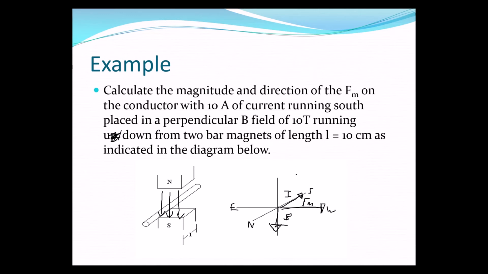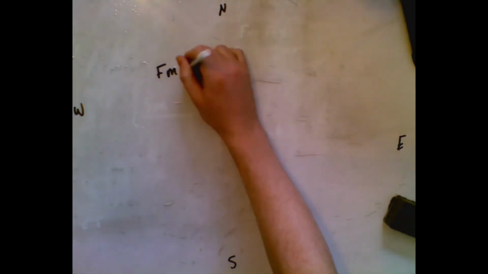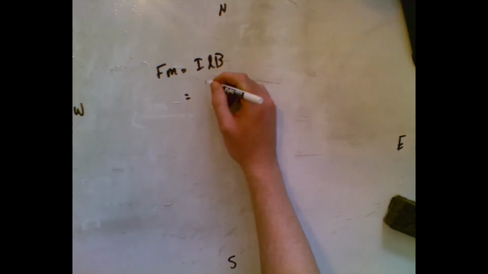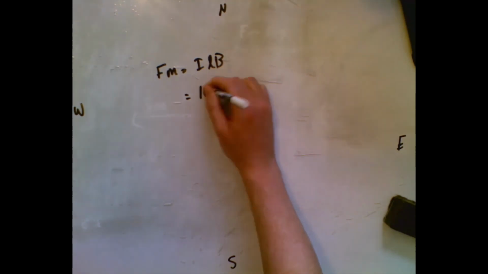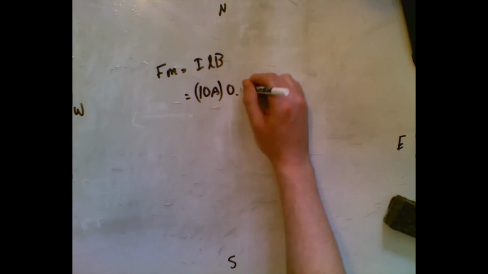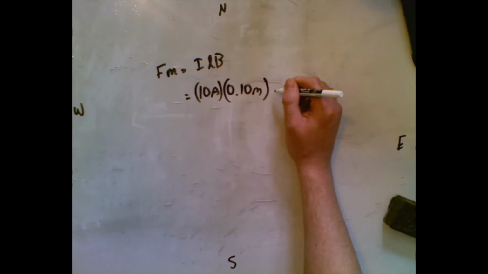So now we're ready for our calculation. So we're going to use our new formula. Fm equals ILB. And it says that our current is 10 amps. The length of wire is 10 centimeters. Make sure you're in meters. And then our magnetic field is 10 Teslas.